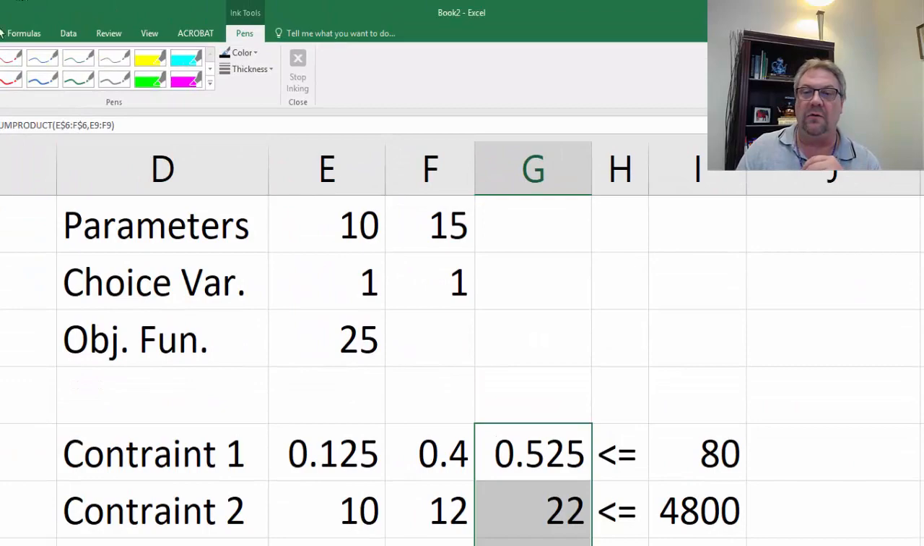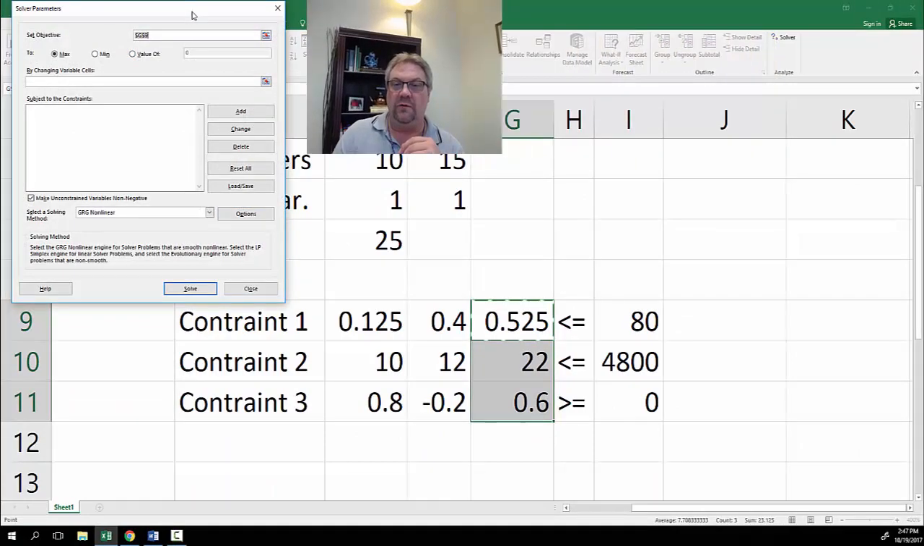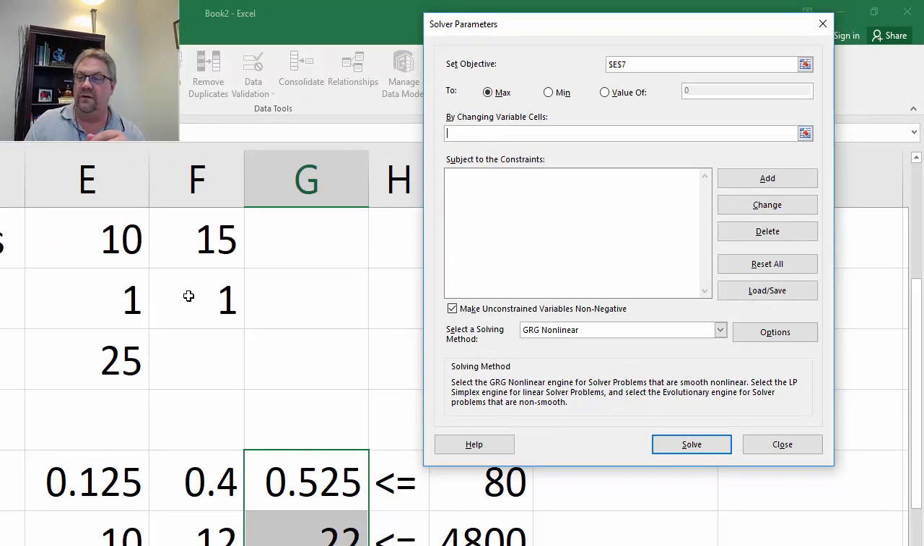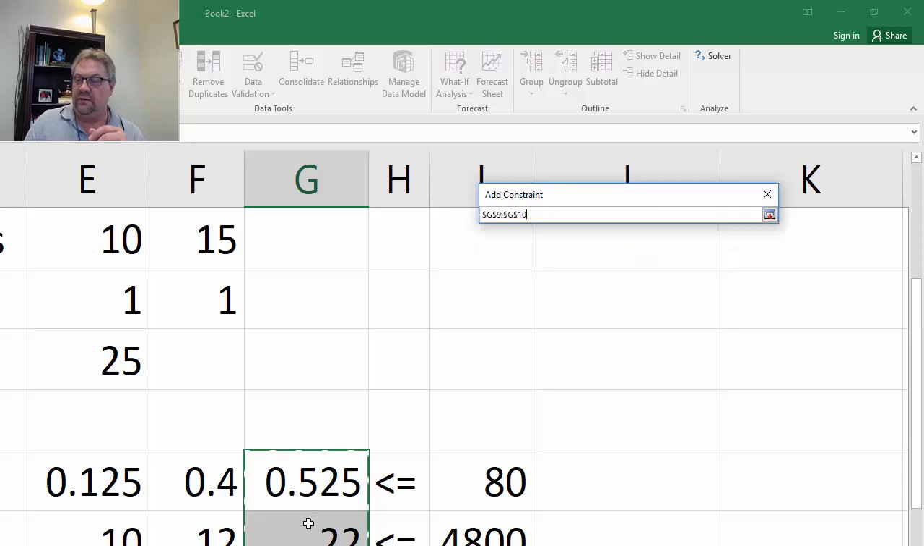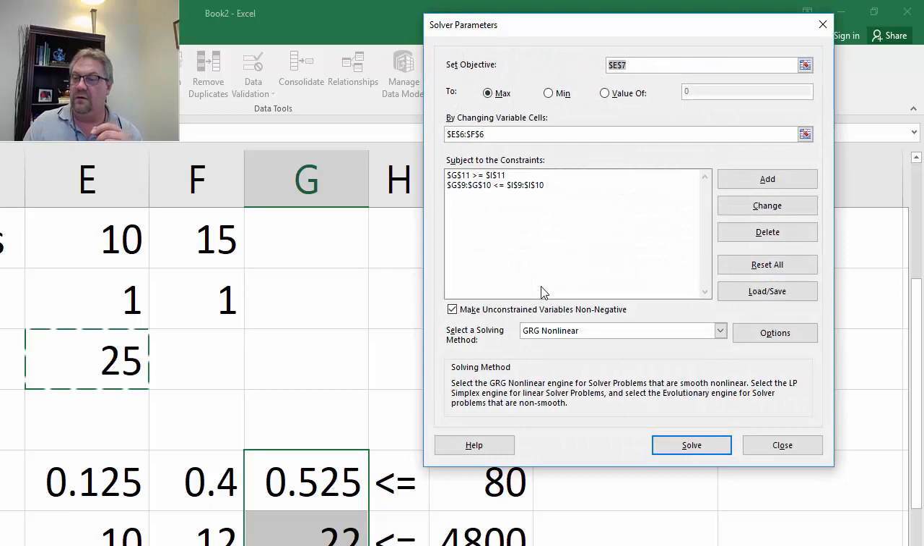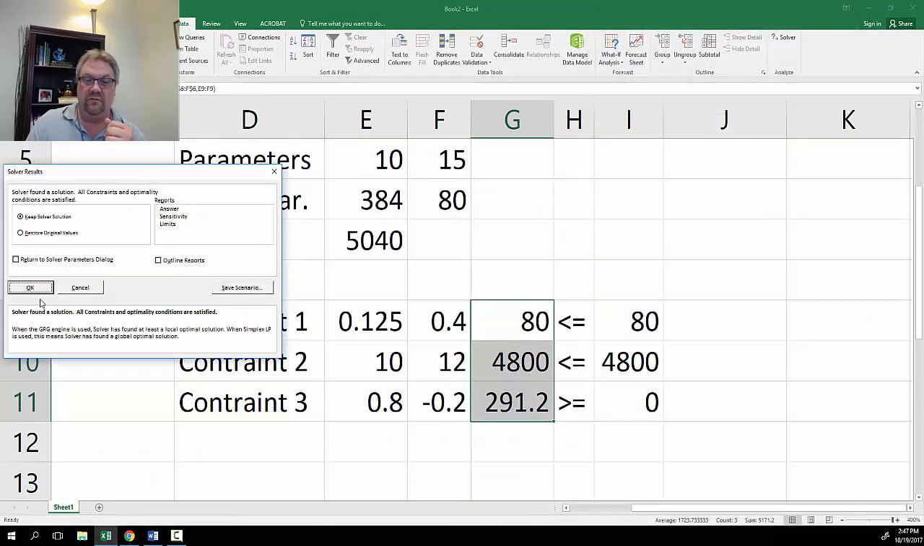So I will go to Data, Solver. What am I going to do? I want to maximize that function by changing my choice variables, subject to the constraints that these two values are less than or equal to these two values, and this value is greater than or equal to this value. I check the box for non-negativity constraints, choose Simplex LP, solve, voila.